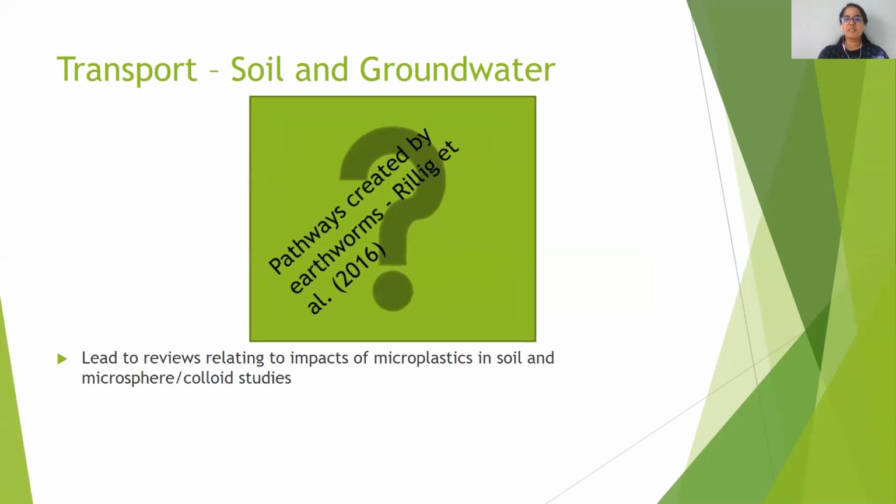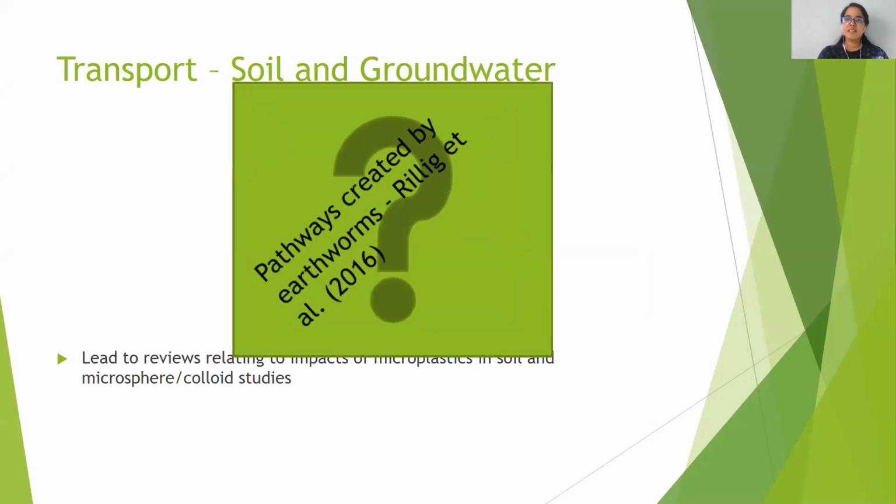And basically, I couldn't find anything about transporting groundwater. I did find an article that refers to earthworms creating preferential pathways, and the microplastics could attach to the earthworm, and the earthworm basically takes it lower down in the soil horizon. That's all I could find. And so it led to further studies.